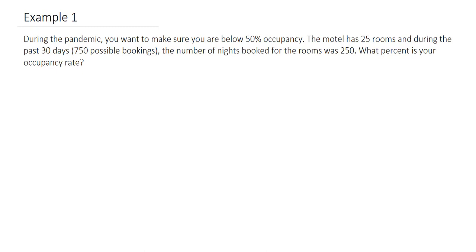Example 1. During the pandemic, you want to make sure you're below the 50% occupancy. So if the motel has 25 rooms and during the past 30 days, there's 750 possible bookings because we multiply 25 times 30, which is 750. The number of nights booked for the room was 250. So what percent is your occupancy rate? So let's go ahead and look at our equation.